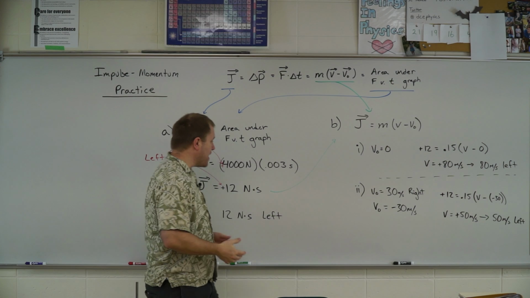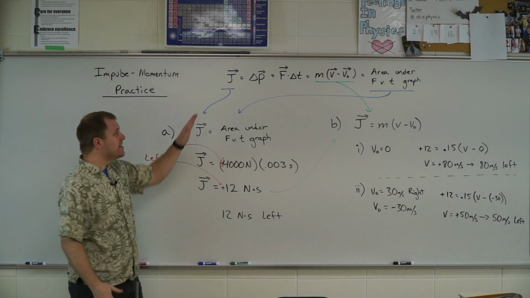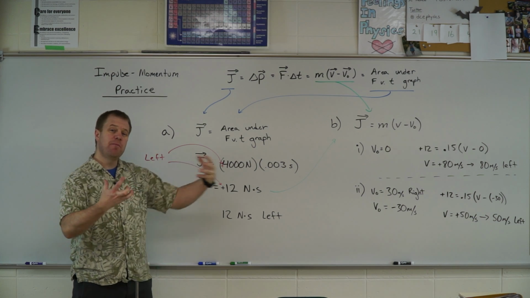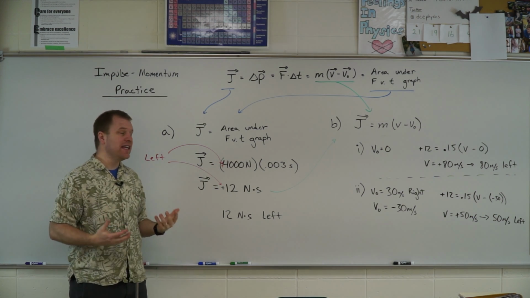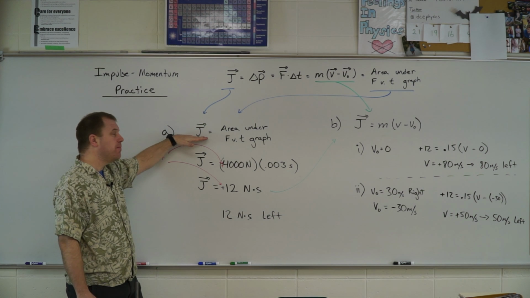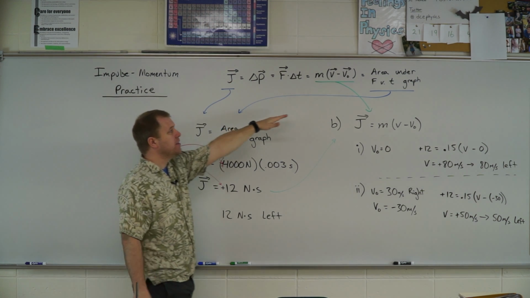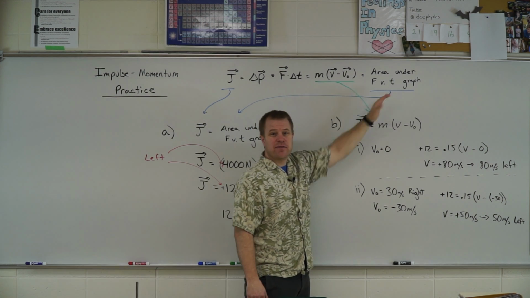All right, so you tried the practice problem, so let's see how you did. Again, this is an impulse momentum problem, so we have that big equation, and we need to pick the parts that fit our needs. So in this case, you were looking for the impulse, so you wanted to pick J, and they gave you a graph, so you wanted to go ahead and pick the area of the force versus time graph.